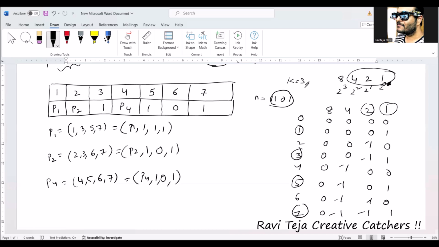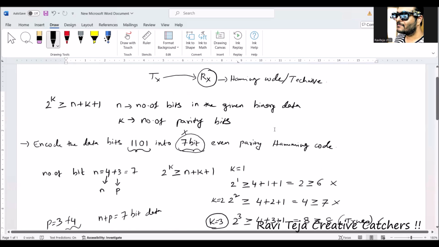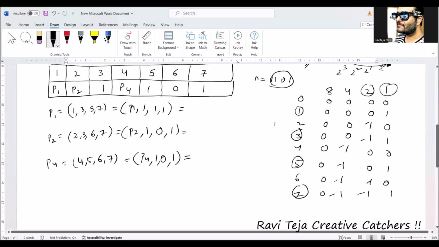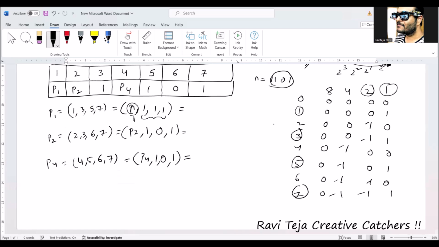Okay. Now, what we need to do is, in the question, they have given, encode the data bits 1101 into 7-bit even parity. Okay. So we need to see that the parity bits are even. So see here, the number of ones in the P1 is 3. So I will make this particular P1 as 1 such that the number of ones will be 4 and it becomes even. So my P1 data will be 1 such that the whole data will be becoming even numbers.